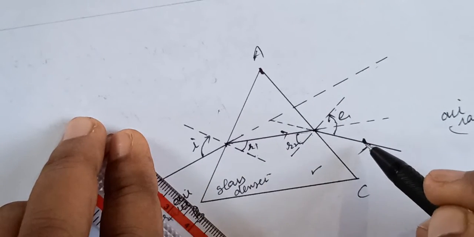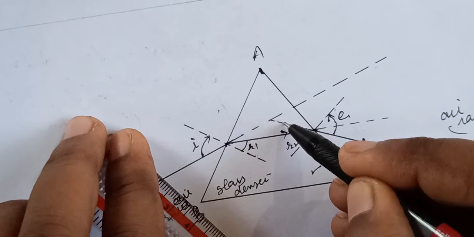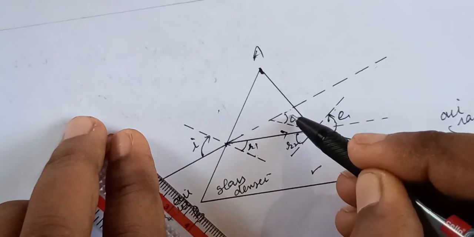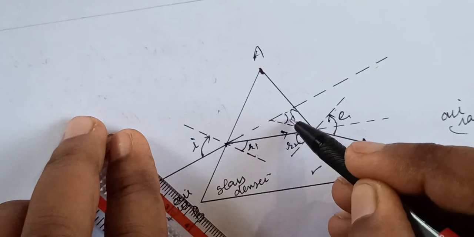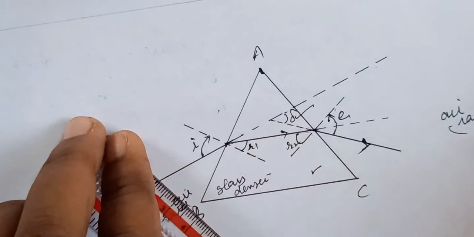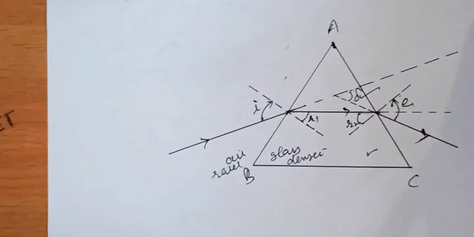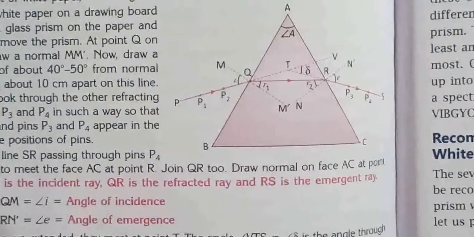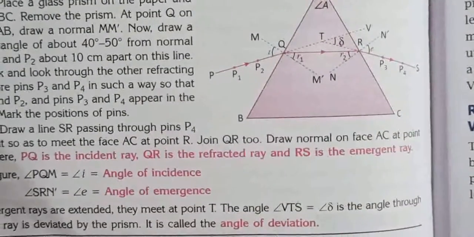The angle which this emergent ray, on reproducing backward, makes with the original path of the incident ray, this angle, and that angle should be an acute angle, less than 90. This is obtuse, I am not taking obtuse. The acute angle is called the angle of deviation. What is it called? Angle of deviation. Do you understand? This is how the diagram is made in your book, right? And you also try to make it this way only.